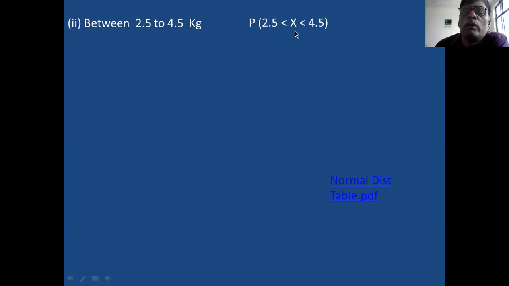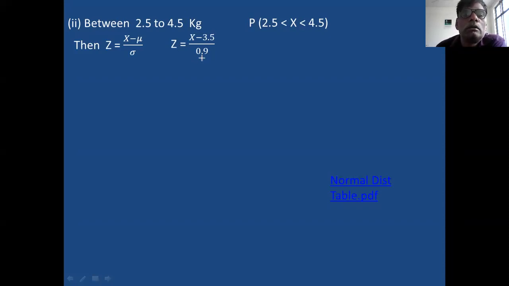Okay, this is in between. The probability of X is in between 2.5 and 4.5. Then Z is equal to X minus mean divided by standard deviation, so Z is equal to X minus 3.5 divided by 0.9. So you write this equation.